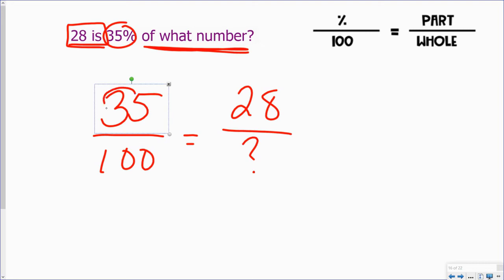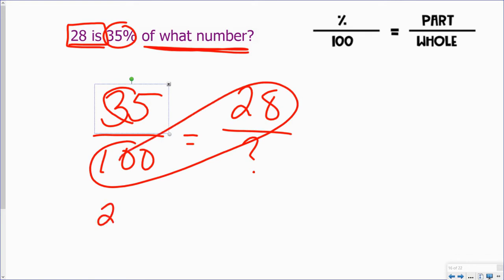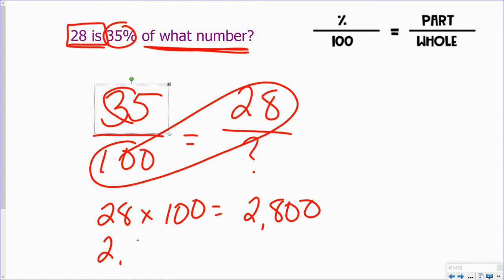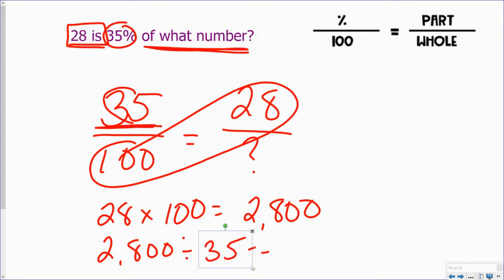So again, I'm going to cross multiply my 28 multiplied by 100. And that gets me 2,800. And then I take my 2,800 and I divide it by this 35 up here. And that gets me a total of 80. And so the whole amount in this problem would be 80.